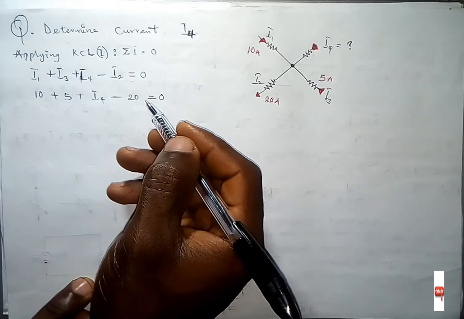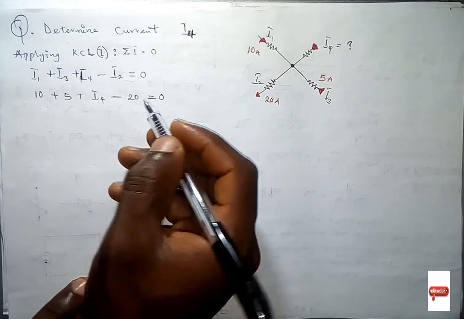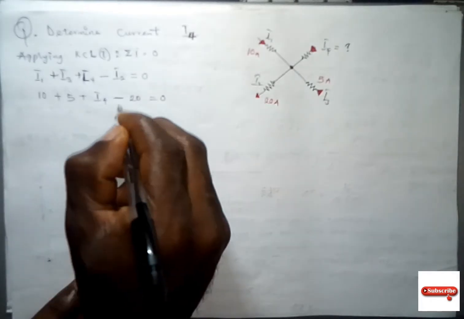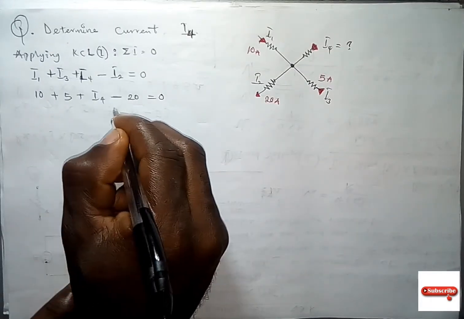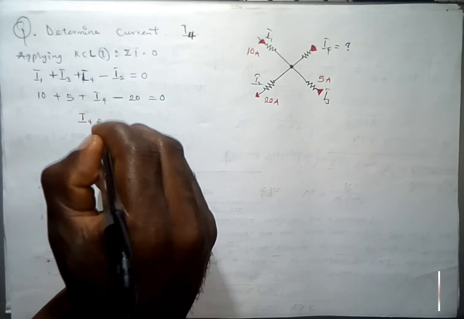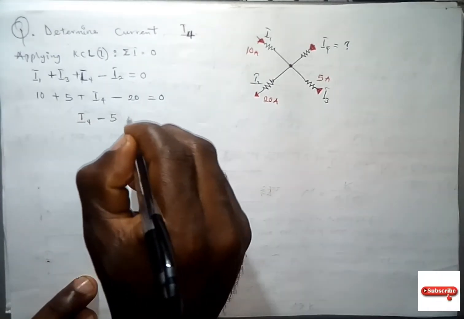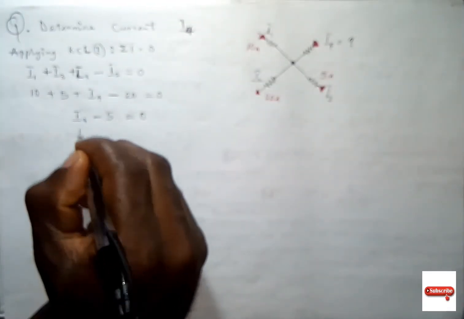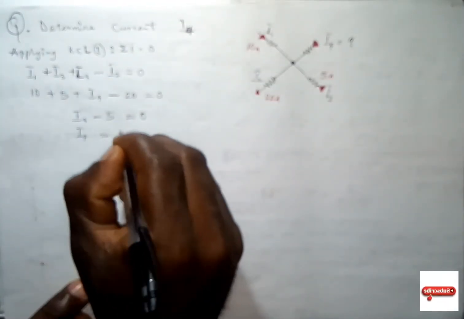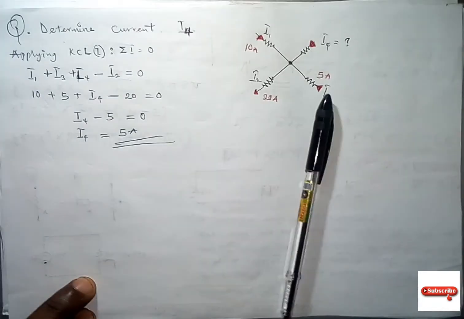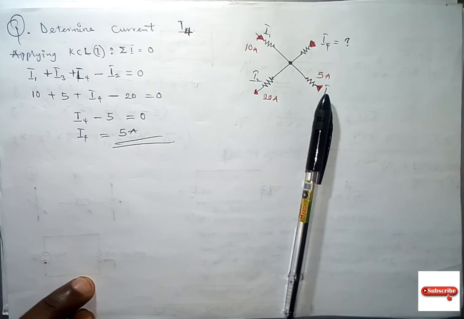The next thing we are going to do is collect the like terms. If you permit me, I will do that. If you add this one to this one, it's going to be 15, and 15 minus 20 is minus 5. So we are having I4 minus 5 ampere, which is equal to 0. By the time we transfer this one to the other side, we are going to have I4 equals 5 ampere. So that's the value of our I4 in this question.